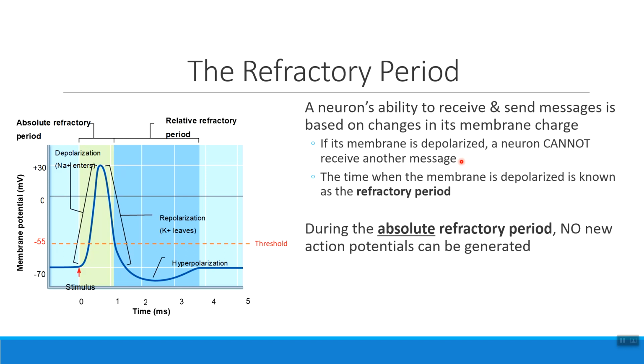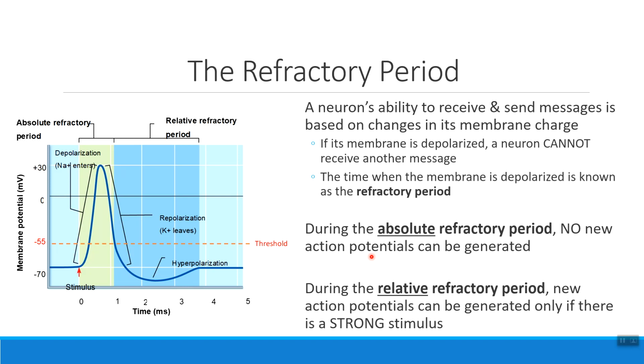The first kind of refractory period is called the absolute refractory period. And once you've written in that word absolute, I want you to underline, highlight, star that no new action potentials can be generated. I don't care how loud your message is, I can't hear it because I'm in the absolute refractory period. Absolutely no messages can be heard.